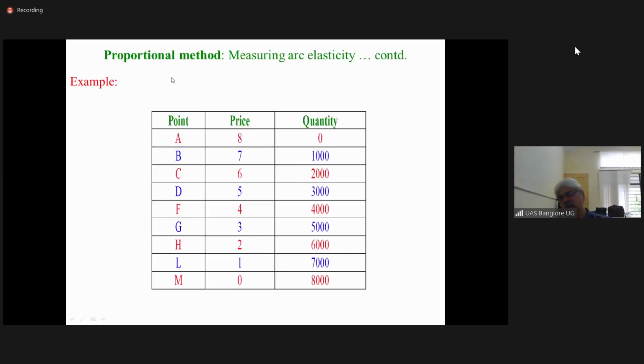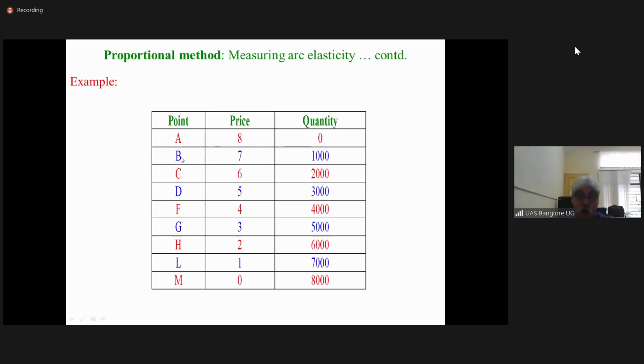So the proportional method is easier to understand with an example. Okay, let us say this is the demand schedule. Okay, and point here refers to the point on the demand curve. Using the price and quantity, they form the demand schedule. Using the demand schedule, if you draw the demand curve, A is the point where price is 8 and quantity is 0.